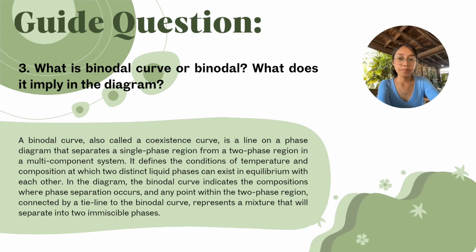For guide question number 3, what is a binodal curve or binodal? What does it imply in the diagram? A binodal curve, also called a coexistence curve, is a line on a phase diagram that separates a single phase region from a two-phase region in a multi-component system. It defines the conditions of temperature and composition at which two distinct liquid phases can exist in equilibrium with each other. So in the diagram, the binodal curve indicates the compositions where phase separation occurs, and any point within the two-phase region connected by a tie line to the binodal curve represents a mixture that will separate into two immiscible phases.